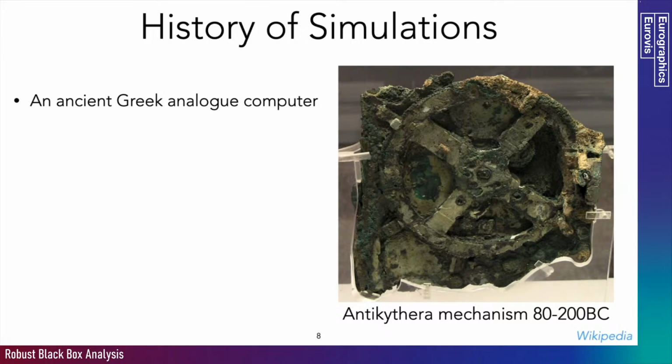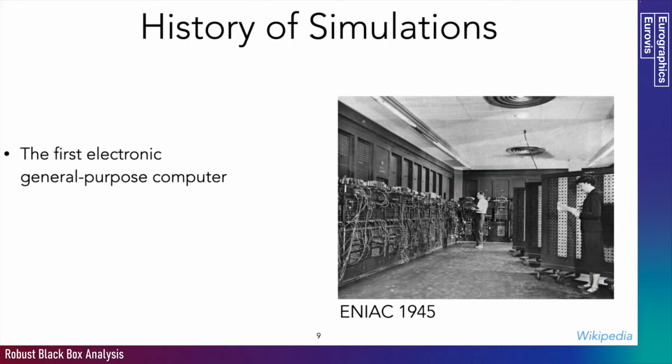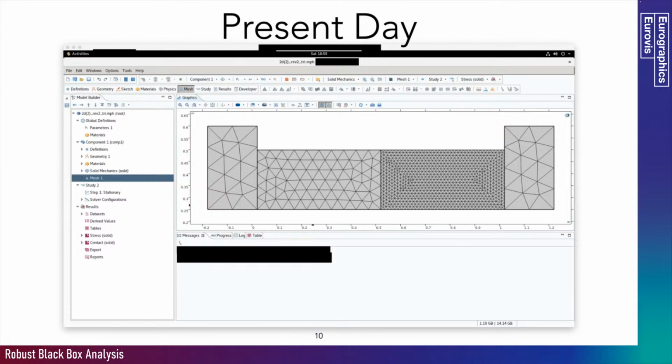Simulation has been around for a very long time, and initially was used to predict astronomical positions, eclipses, and other astrological purposes. And actually, the first general purpose computer was designed and invented for solving, at this point, simple simulations. But how does it look now?